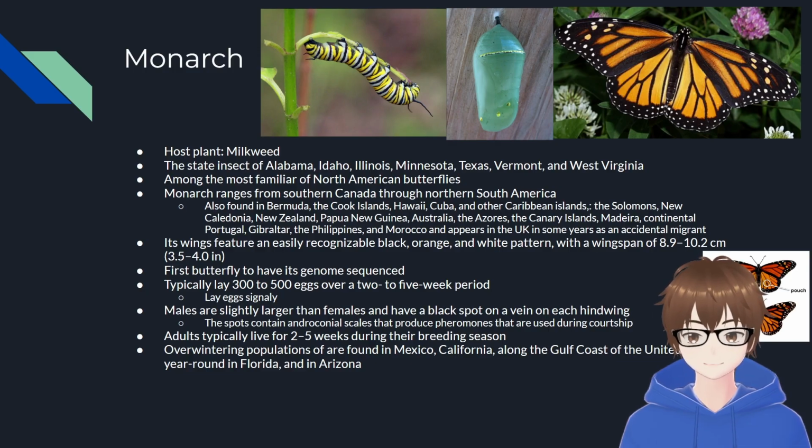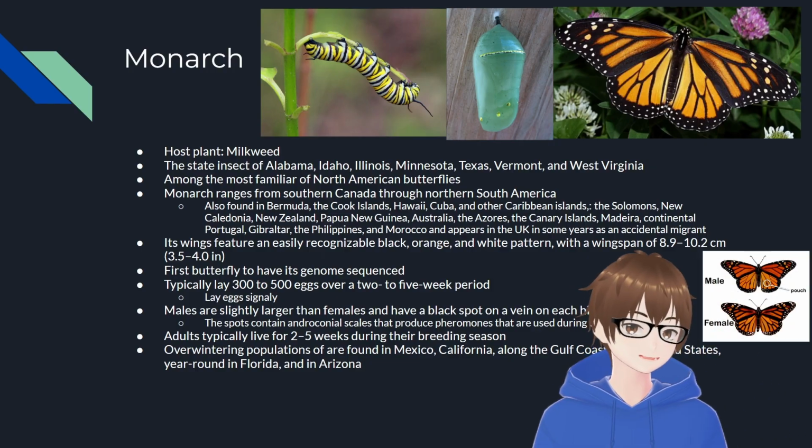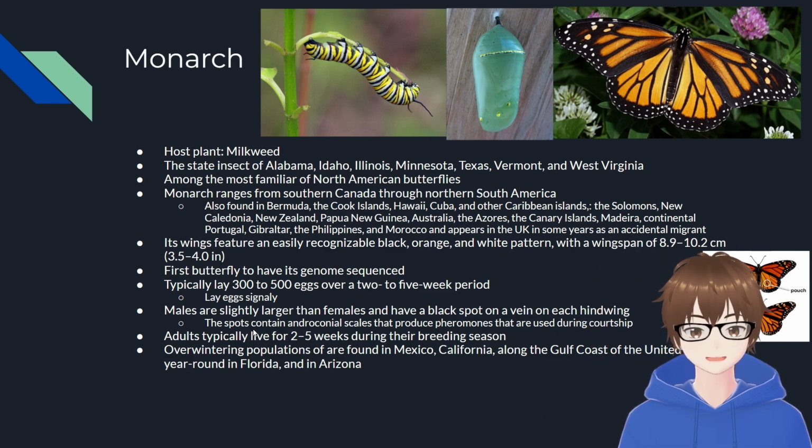The males are slightly larger than the females and have a black spot on a vein on their hind wing. And you can see a picture here behind me if I can move just a little bit. But in this picture, of course, we have a male on top, and you can see the black spots here. And then a female on the bottom, which is slightly smaller and does not have the black spots. So these spots on the butterfly contain scales that produce pheromones that are used during courtship. Then adults of this species, monarchs, typically live for around 2 to 5 weeks during their breeding season.